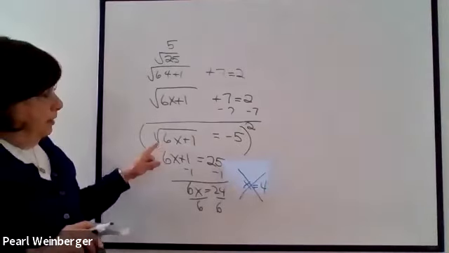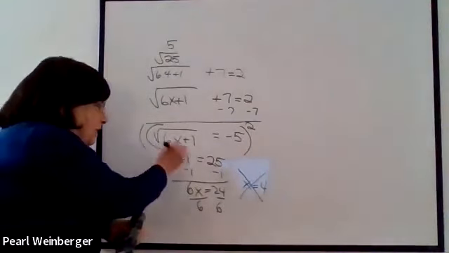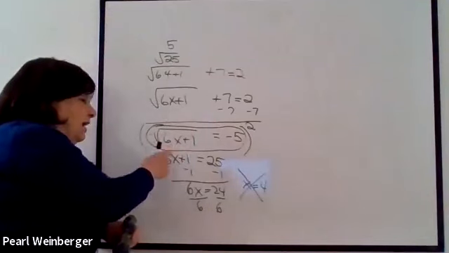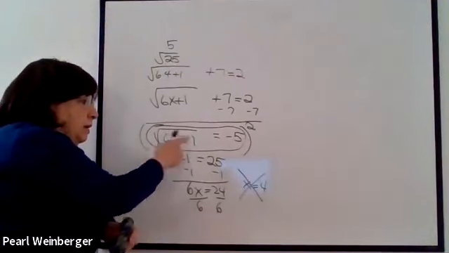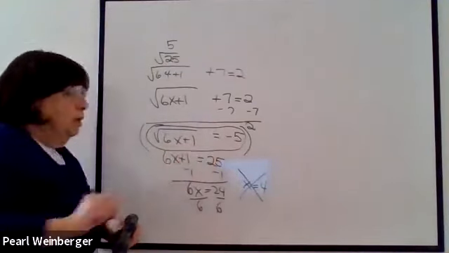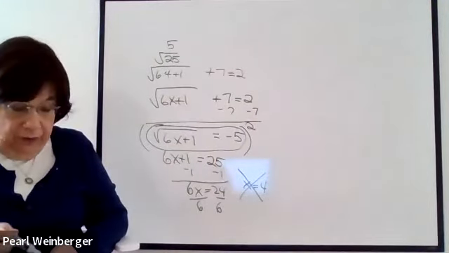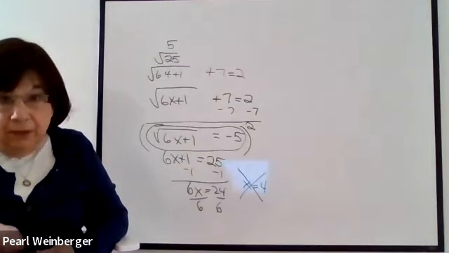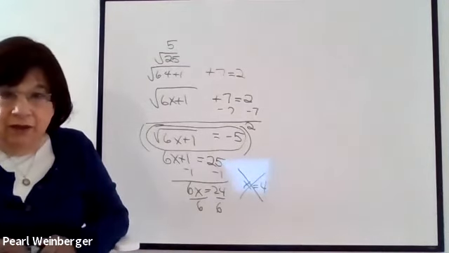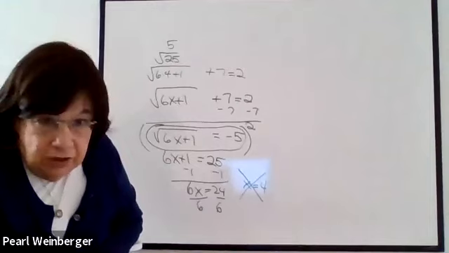And actually, I could have seen it right here if I had noticed. I can't have the square root of something being a negative number. If it comes out to be a negative number, I could stop right there because the square root always has to be positive. So there was no solution to this problem.